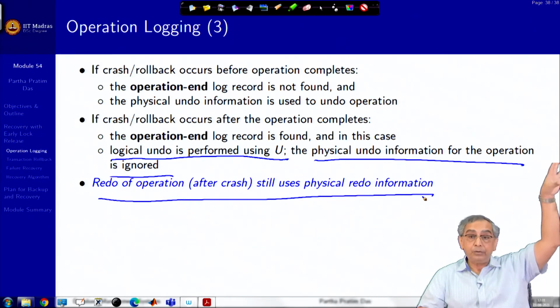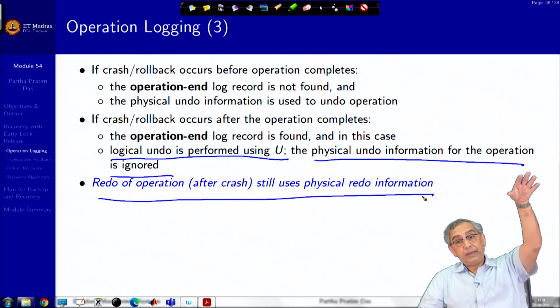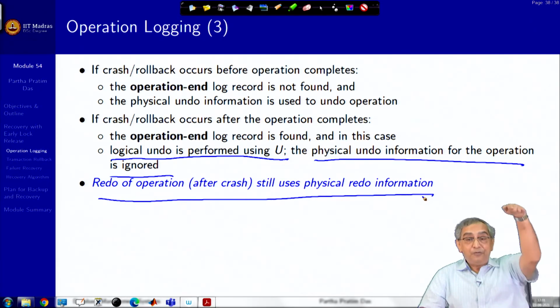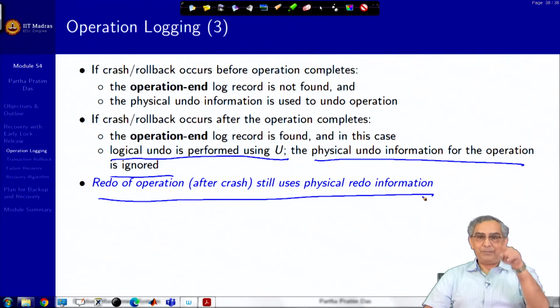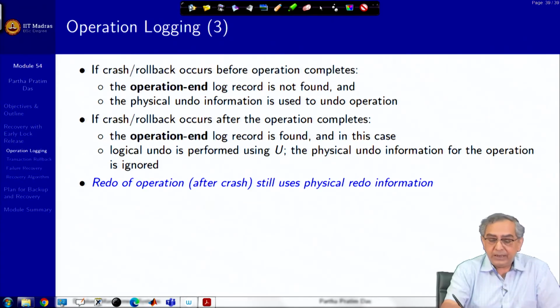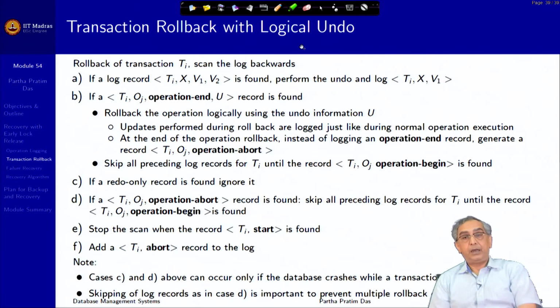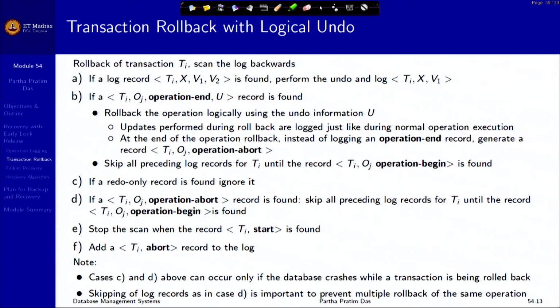So, you are back to when the operation began, and therefore, what you need to do is the physical redo part to get back to the point where you failed. Right? So, this is your basic logging, logical logging mechanism. Now, to put transaction rollback with logical undo together, if we put this whole thing together.